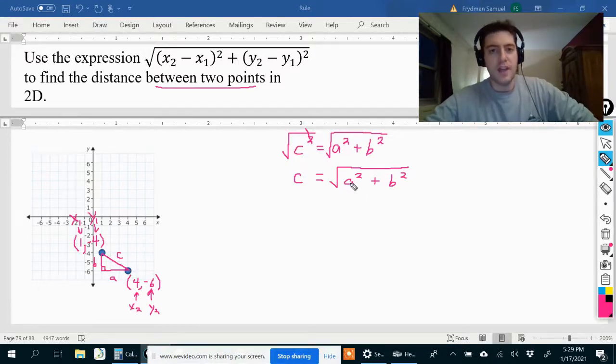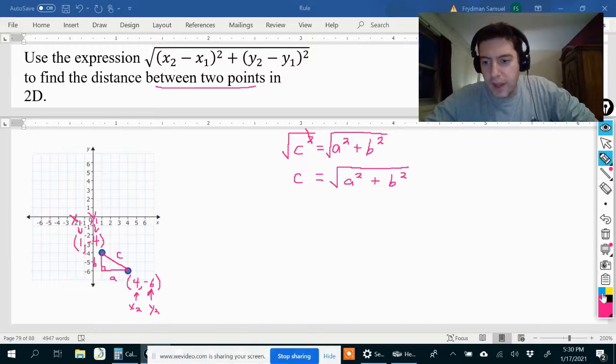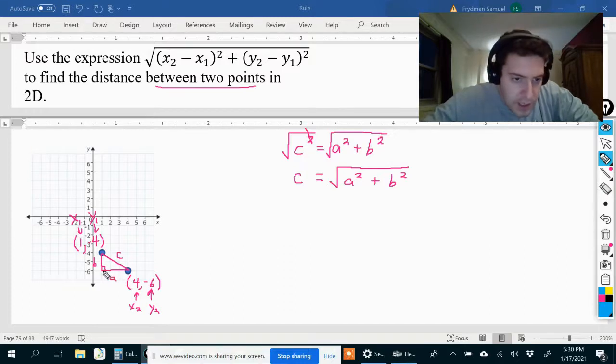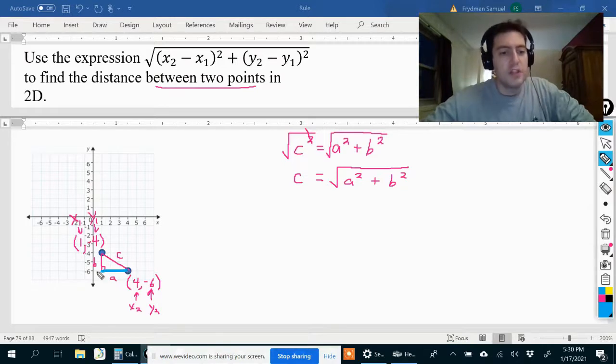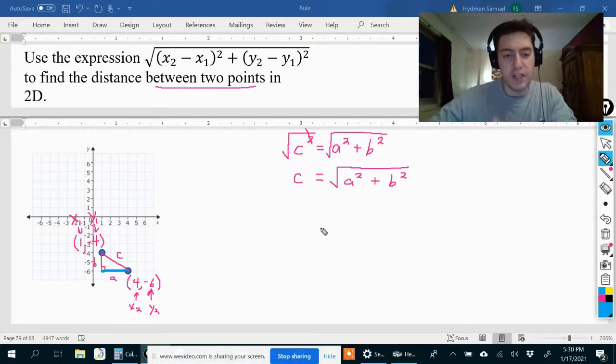Well, how would I find A? How would I actually find the horizontal distance between these 2 points? What I can do to find the distance between 2 points is subtract the x values. In other words, I can see pretty clearly here that the distance between this point and this point horizontally is 3, right? So from here, I count 1, 2, 3. So I know that A is 3, but I could have also figured that out by subtracting the x values.